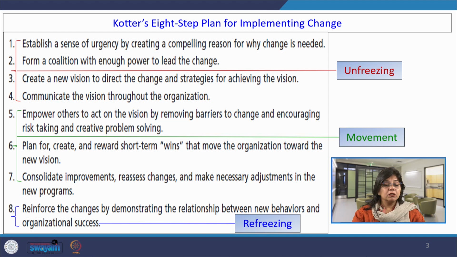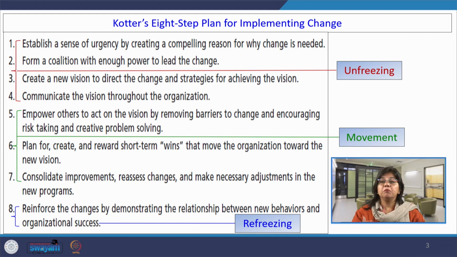Fifth is empower others to act on the vision by removing barriers to change and encouraging risk taking and creative problem solving. So, when the coalition is formed and when employees are agreeing or being influenced by strong communication about why a change is required, at the same time the organization also empowers employees to take certain decisions regarding the initiation or implementation of the change. This will remove certain barriers in order to put the change in action and encourage employees and officials to take risks and do creative problem solving, and indulge in solving different problems of the organization.